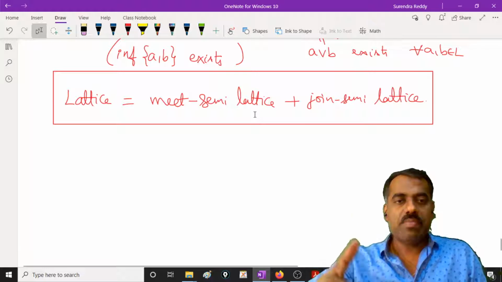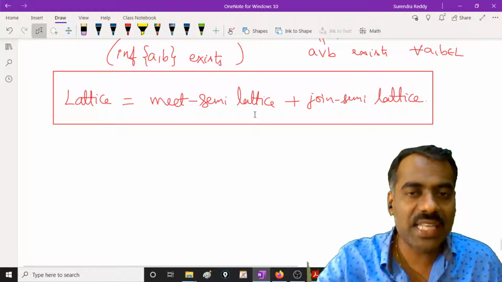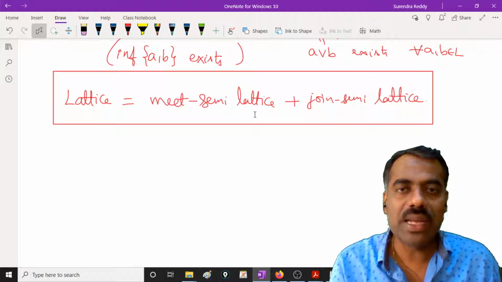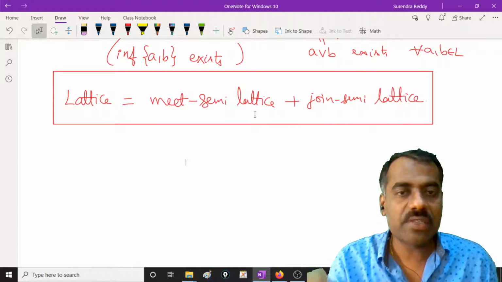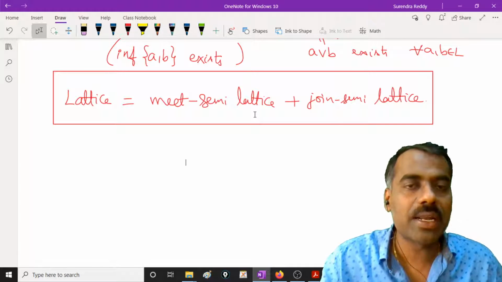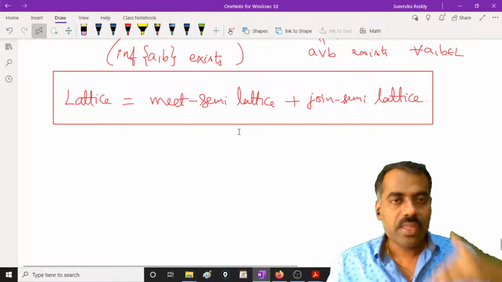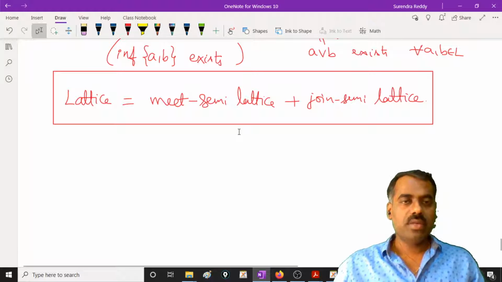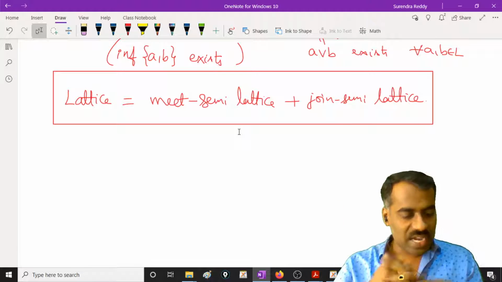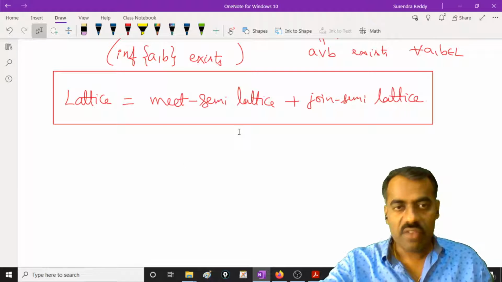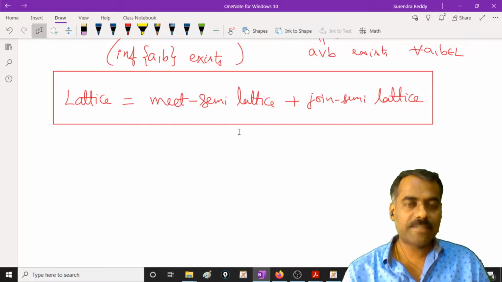So meet semi-lattice, in the sense you can understand that if you are given any two elements, then definitely a meet exists for both of them. That means infimum exists for both of them. There is no guarantee that supremum exists. For some elements supremum may exist. So can you think of some example for meet semi-lattice?